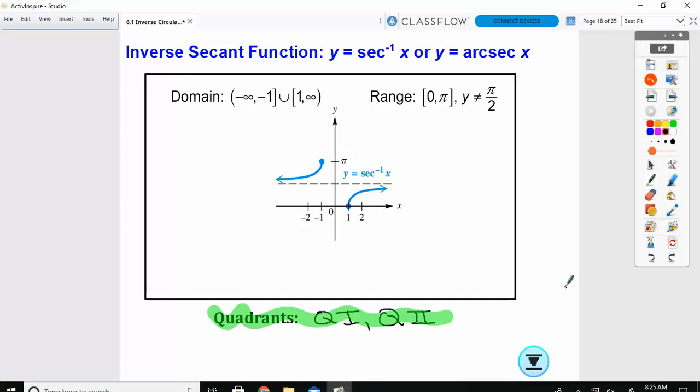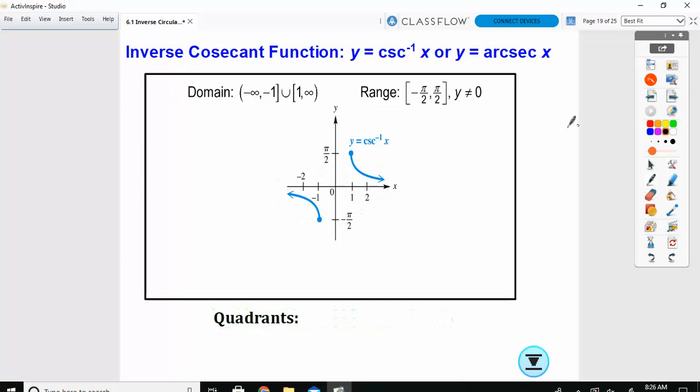So cosecant has to do the same thing as sine. What quadrants do we use for sine? Sorry. The last one, cosecant inverse, is 1 and 4.